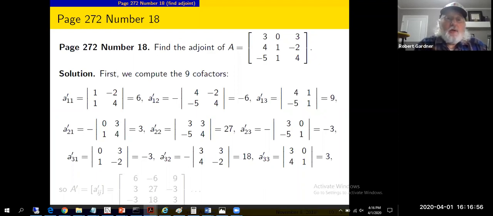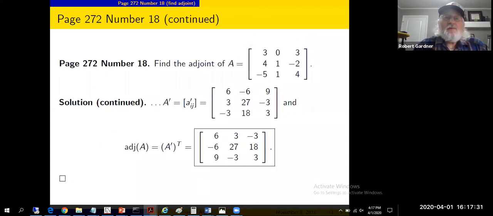Okay, so do your arithmetic. It's nothing hard. It's just bookkeeping, really. And we'll produce all these cofactors. So we'll put those cofactors into a matrix. We denoted that matrix A prime. So we get matrix A prime, the matrix of cofactors, to be these entries, 6, negative 6, 9, 6, negative 6, 9, and so forth. Now that ain't the adjoint. That's the A prime matrix. The adjoint of matrix A was the transpose of this A prime matrix.